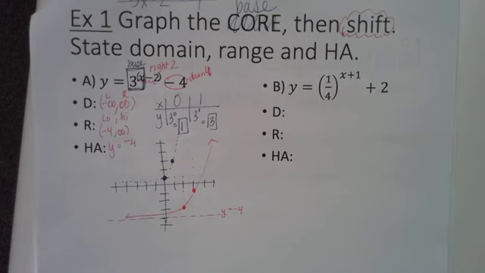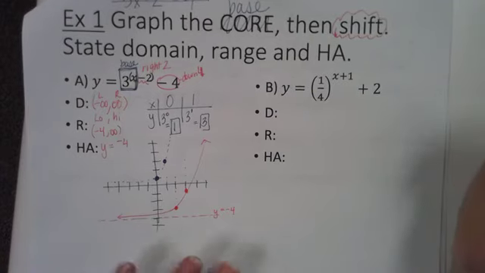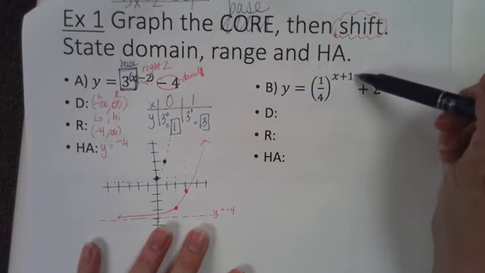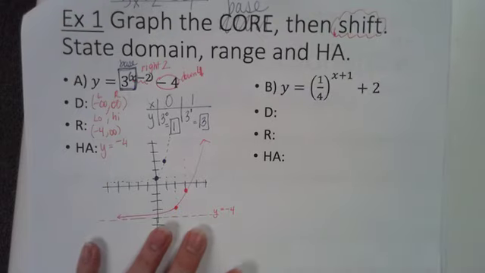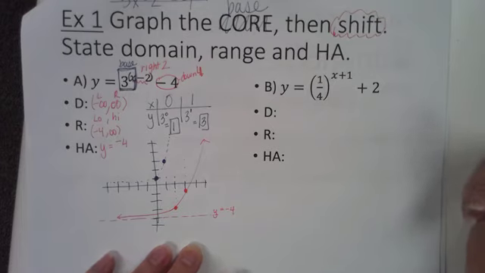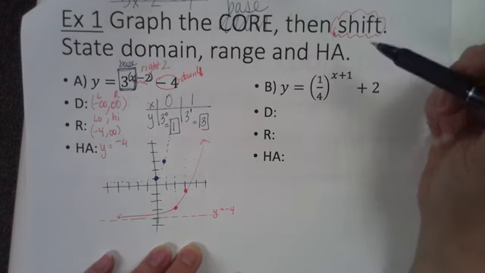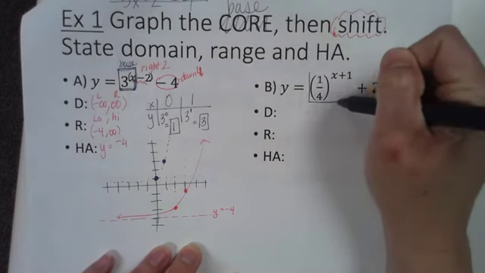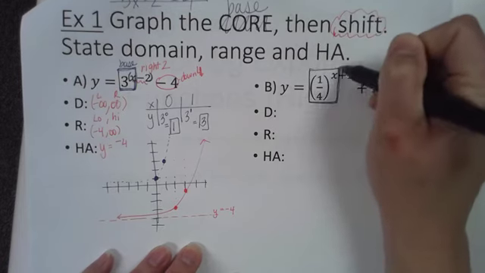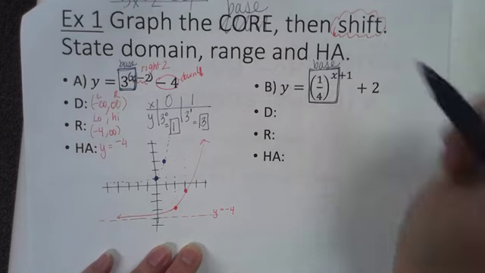All right. You ready to try another one? All right, here we go. We have y equals 1/4 to the x plus 1 plus 2. What are you going to do first? Find the two easiest x. I'm going to say box your base. Box your base. Put a box around the base and the x. That is our base graph.